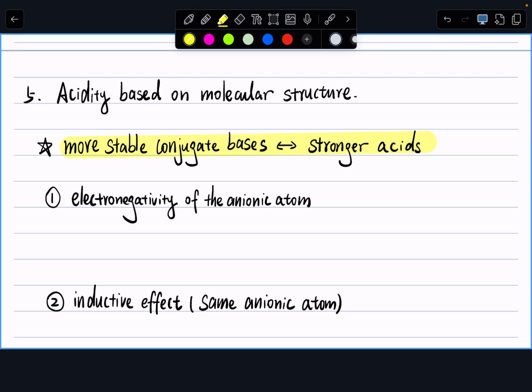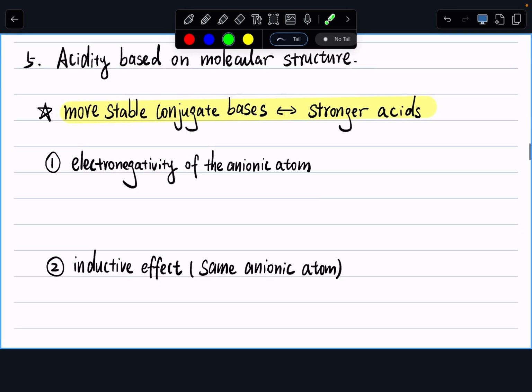And there are several rules we went over talking about acidity of a molecule. That is, without knowing the pKa of the molecule, how can we predict the relative acidity of organic molecules or acidic molecules based on their molecular structure? We went over 5 different rules. First one, electronegativity of the anionic atom.